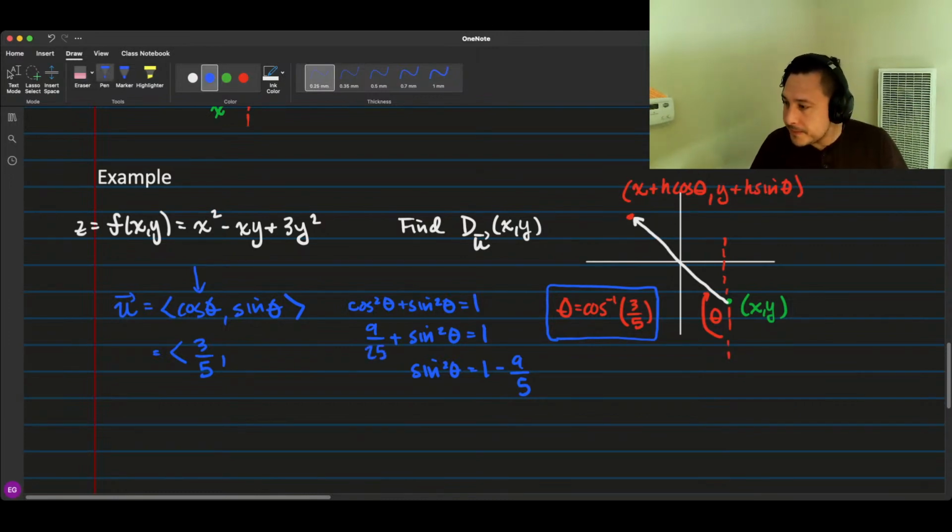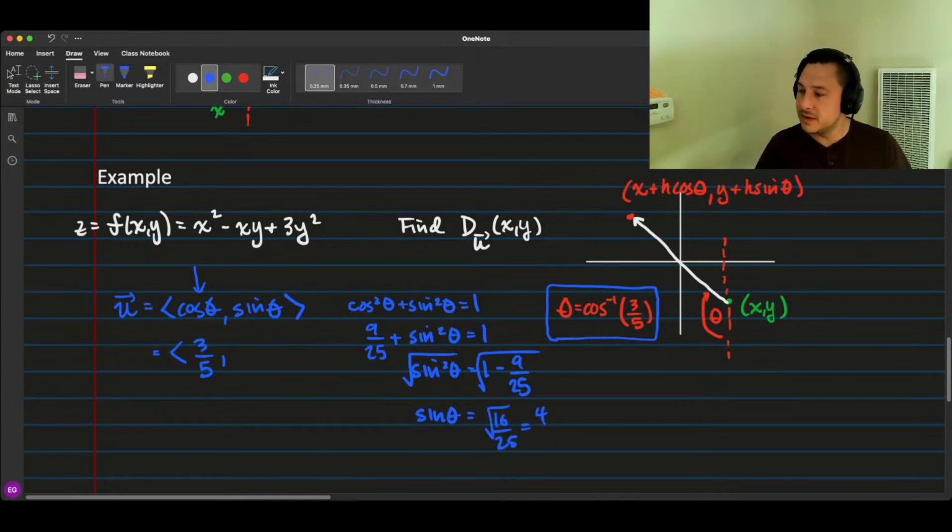So you can take the square root of both sides. And you get that the sine of theta is equal to 25 over 25. 25 minus 9 is 16. Square root of 16 over 25, 4/5.